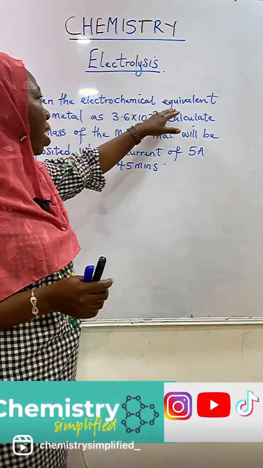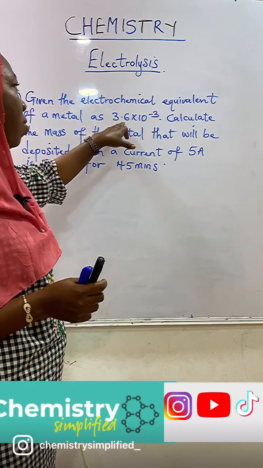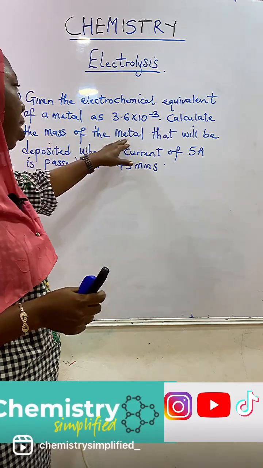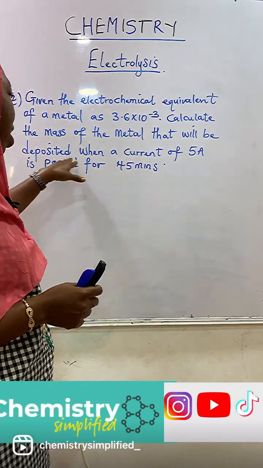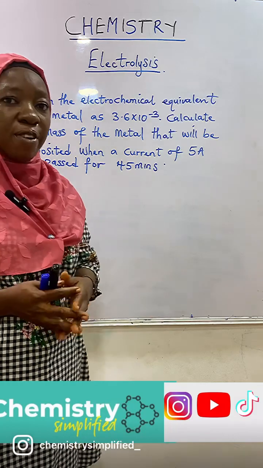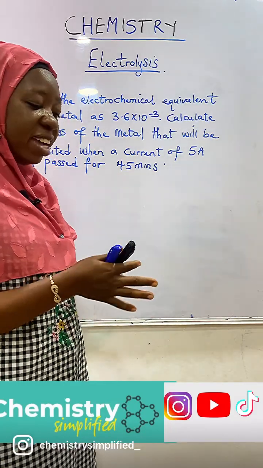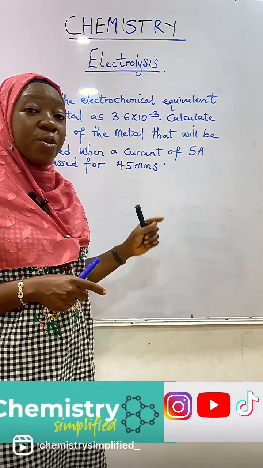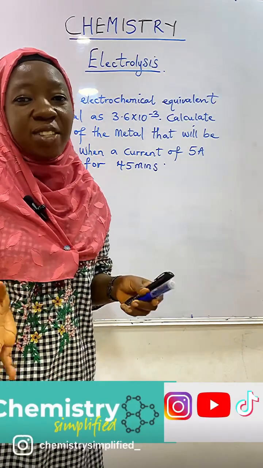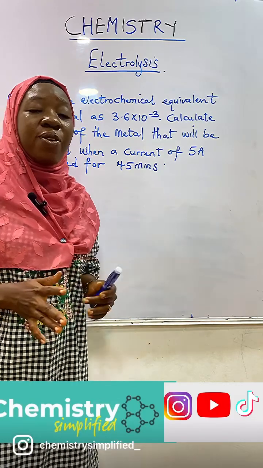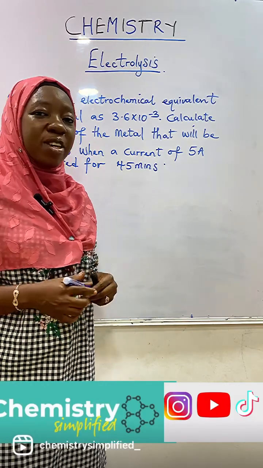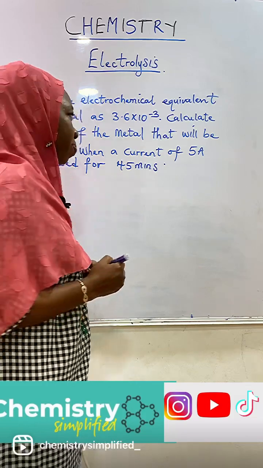Given the electrochemical equivalent of a metal as 3.6 times 10 raised to power minus 3, calculate the mass of the metal that will be deposited when a current of 5 ampere is passed for 45 minutes. Now, remember I always say that when you are given a question, you write out the parameters first. When you write out the parameters, you'll be able to know the type of formula you're going to use. So let's first of all write out the parameters that we were given.